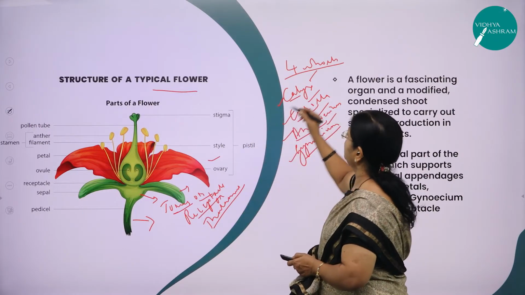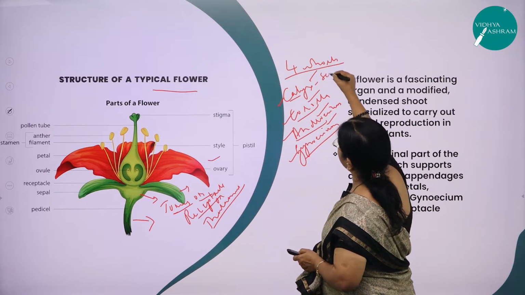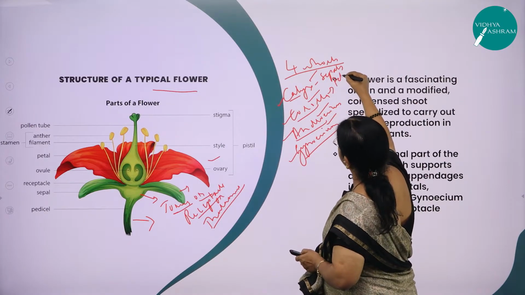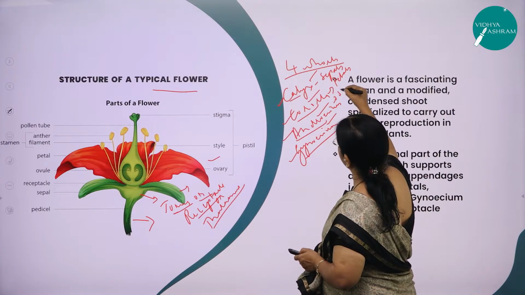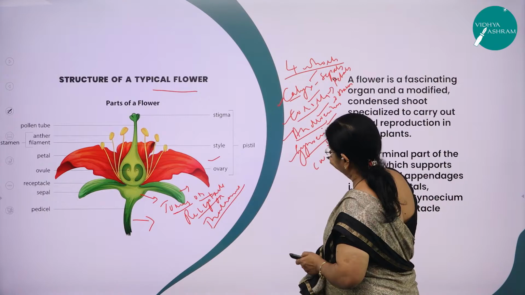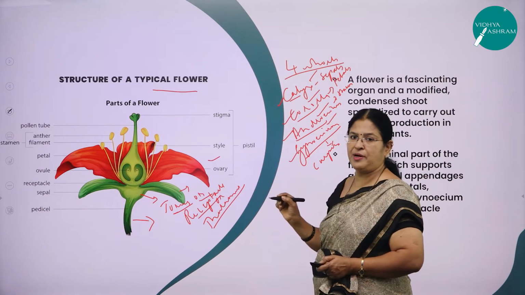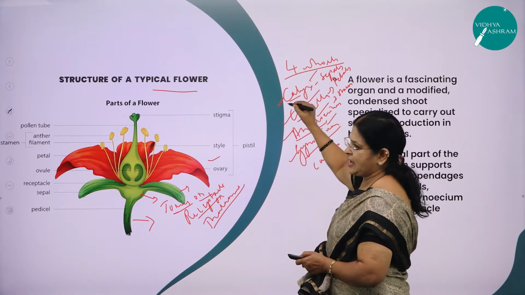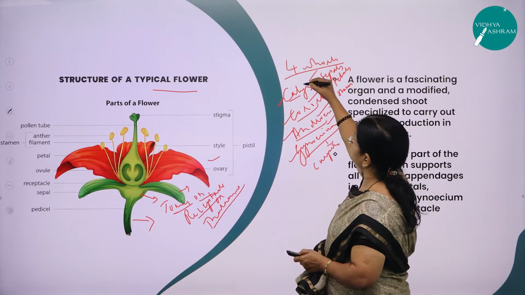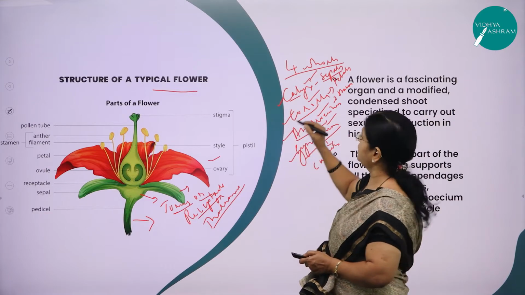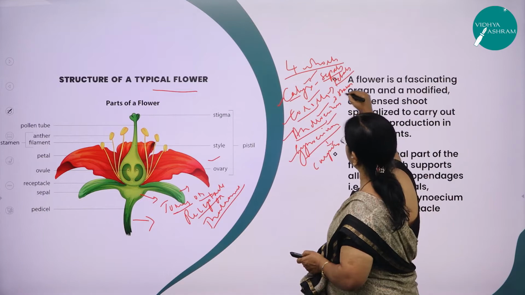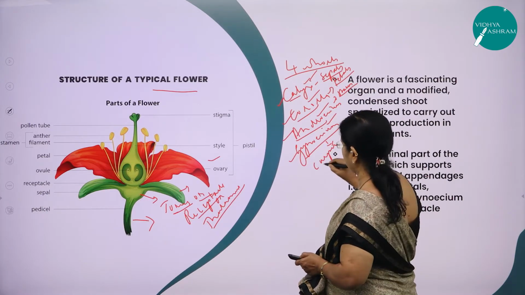So, before we move on, the units of calyx are called sepals. The units of corolla are called petals. And the units of androecium are called stamens. And the units of gynoecium are called carpels. Hope you remember what are the 4 whorls of a flower? Calyx, corolla, androecium and gynoecium. What are the units of calyx called? Sepals. What are the units of corolla called? Petals. What are the units of androecium called? Stamens. What are the units of gynoecium called?